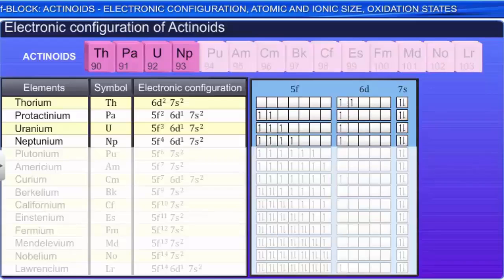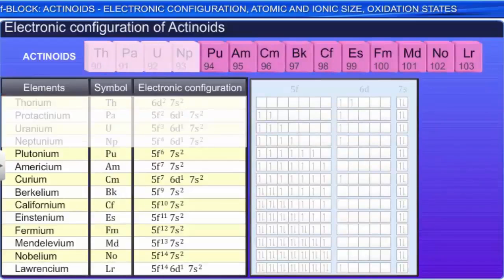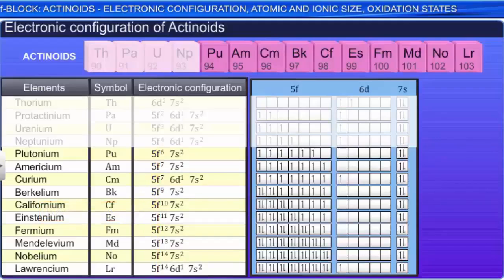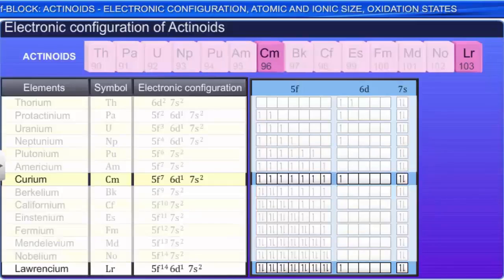Later in the actinoid series, the 5f orbitals do become appreciably lower in energy. Thus, from plutonium onwards, the 5f shell fills in a regular way, and the elements become very similar. The irregularities in the configurations at curium and lawrencium are related to the stabilities associated with the half-filled and completely filled configurations.